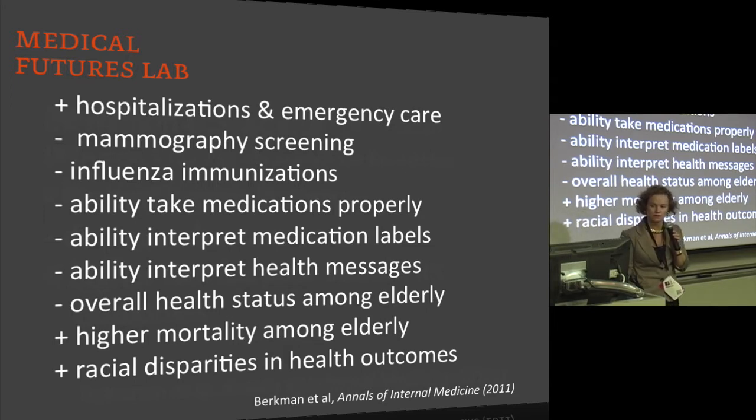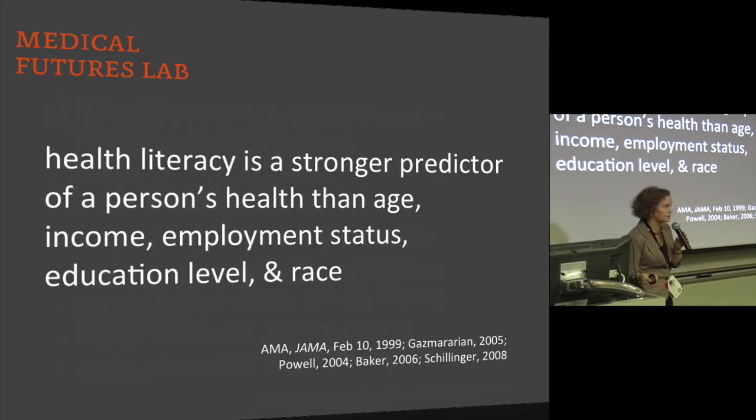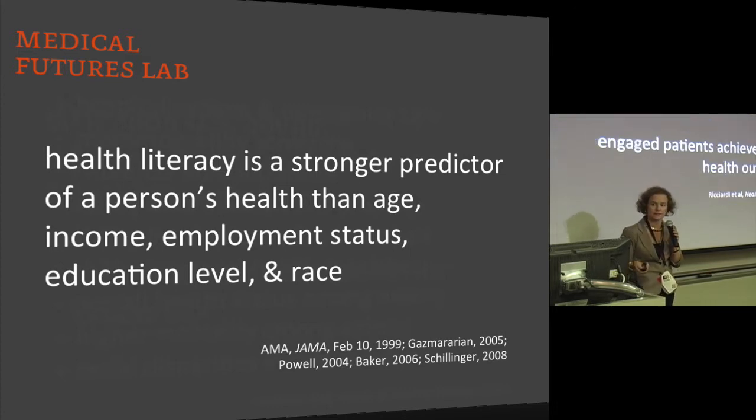This also leads to a lower overall health status among the elderly, and higher mortality rates among the elderly, and higher racial disparities in health outcomes. So all of these things have been clearly linked to low health literacy. Also, a lot of studies have shown that health literacy is actually a stronger predictor of a person's health than their age, income, employment status, education level, and race. So that's a pretty powerful indicator right there, I think.